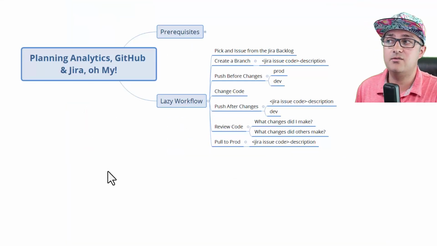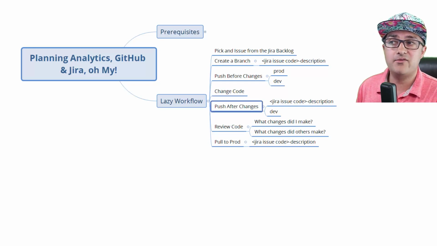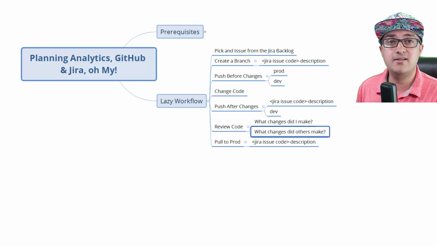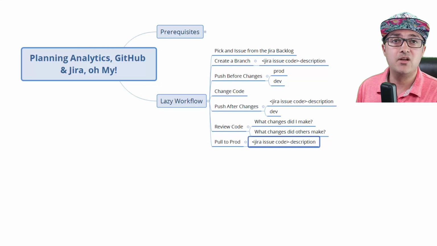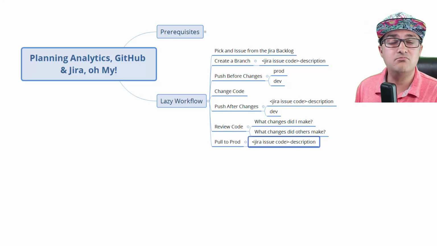So coming back to Planning Analytics, GitHub, Jira, oh my. The lazy workflow is you pick an issue from your backlog, create a branch, push what you've got before to a prod and dev branch, make your changes, push the changes afterwards. So you want to push it to your feature branch and your dev branch. Then you can review it, see what changes you made, and what maybe other folks made at the same time in different environments. And then when you pull to production, you're just pulling your one feature branch. By following these steps, I hope it makes things easier, and we can all have a lazy workflow to not stress too much.